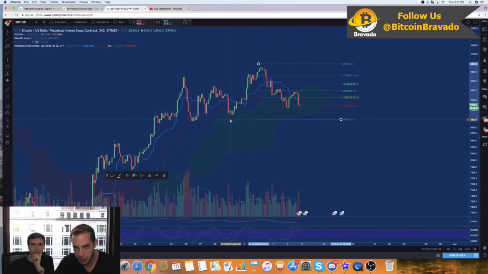But if we're drawing it using the base of the cloud with this previous low, as you can see, the 50 level just about lines up with that baseline number. So we're using that to try to predict where we might find some resistance. What we would be looking to do is take profits as it approaches that fib level.